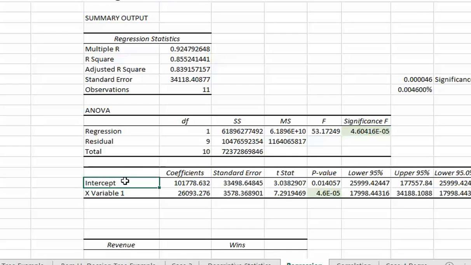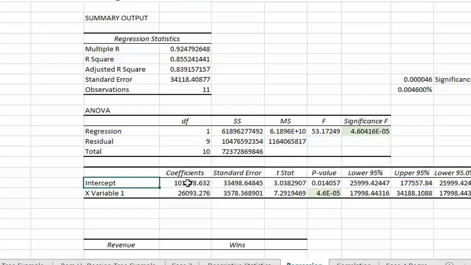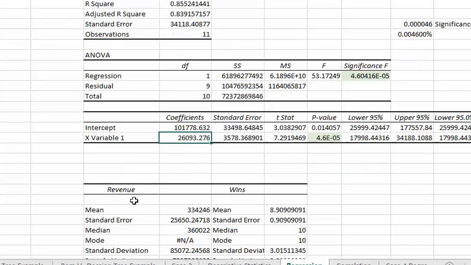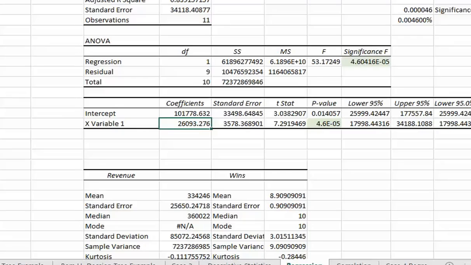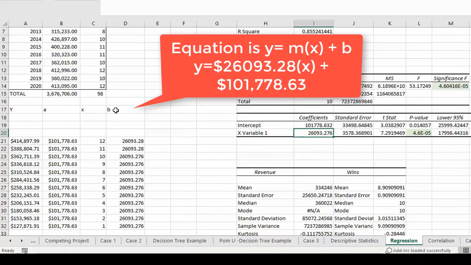The intercept, if you think of a chart, I always think of the intercept as my y-axis. So this is telling me that even if I didn't have any wins, I'd make that much revenue. That's how I see it. And then my X variable is, the more wins I have, this is X variable 1, then I'm adding this much more revenue to it. So my formula is y equals a plus b times x.